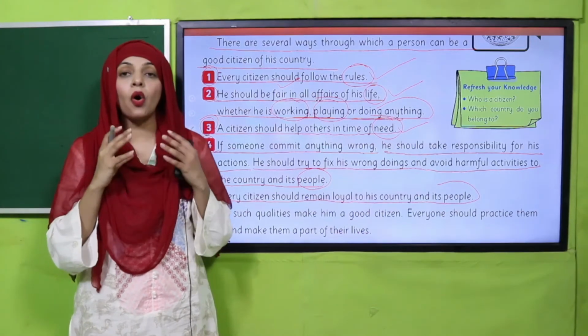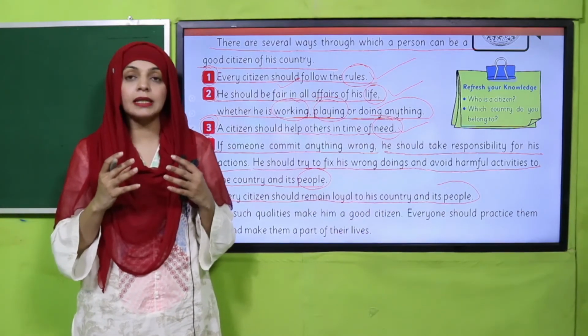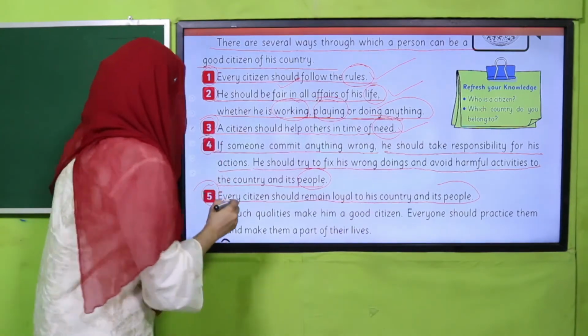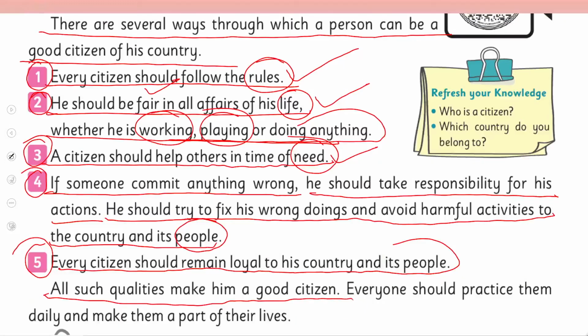So these are all the qualities of a good citizen. These are all the responsibilities of a good citizen. All such qualities make him a good citizen. Everyone should practice them daily and make them a part of their lives.